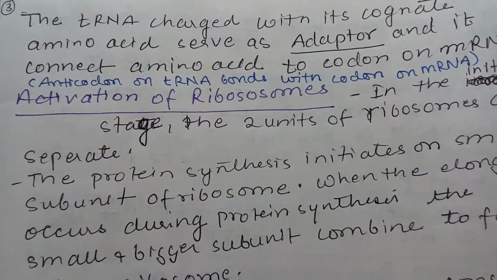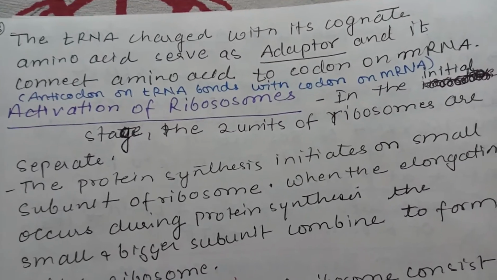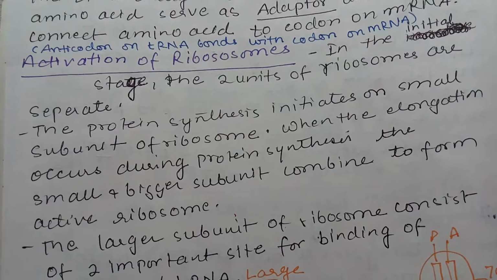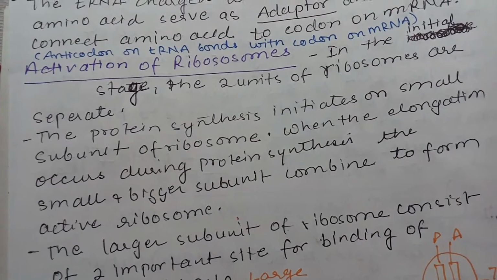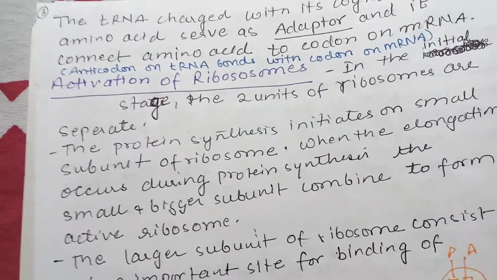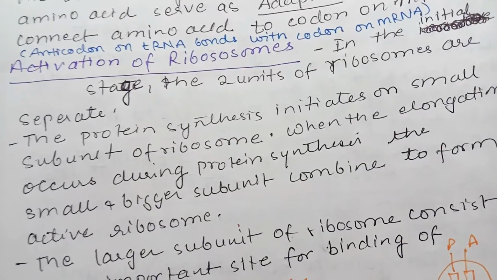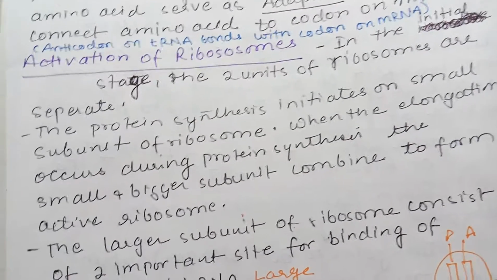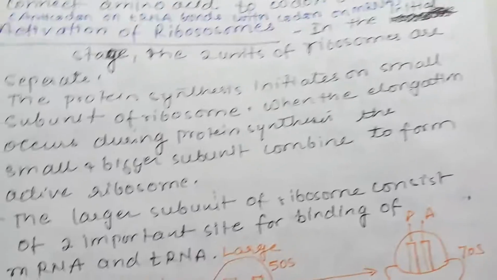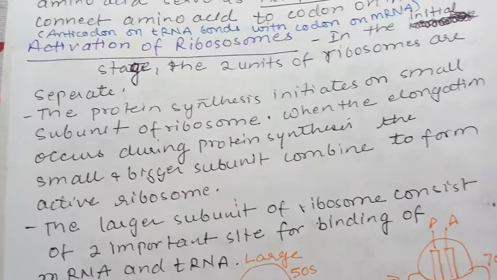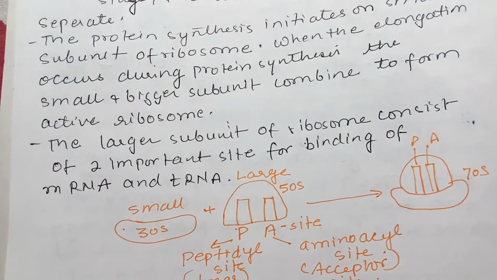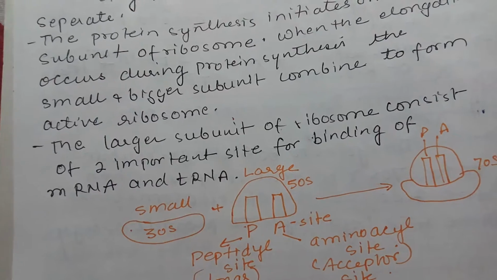Now the next step is the activation of ribosome. In the initial stage, the two subunits of the ribosome get separated. The protein synthesis initiates on the small subunit of the ribosome, whereas elongation occurs during the protein synthesis. When elongation occurs, the small and bigger subunits combine to form the active ribosome. So for the initiation, only the small subunit is required, but for the elongation, both small and larger subunits are required.